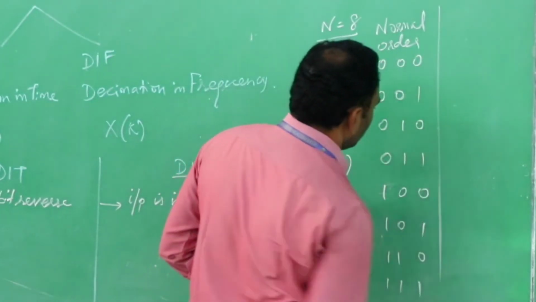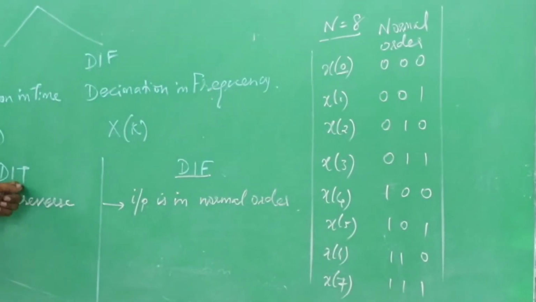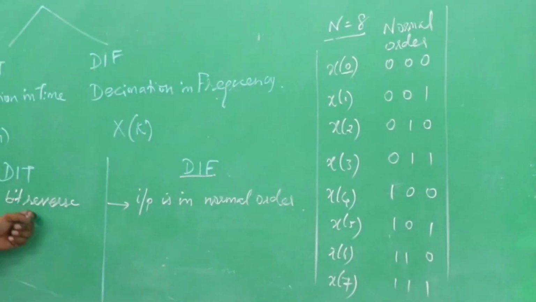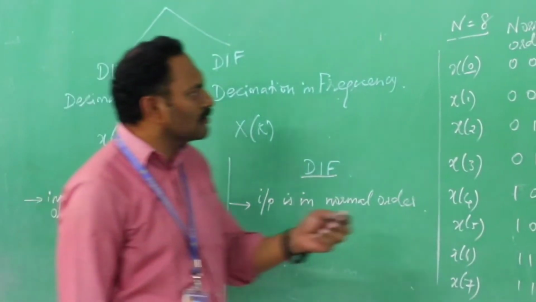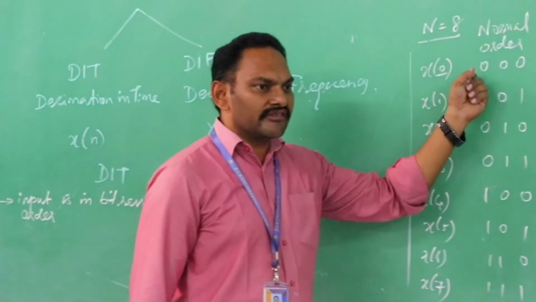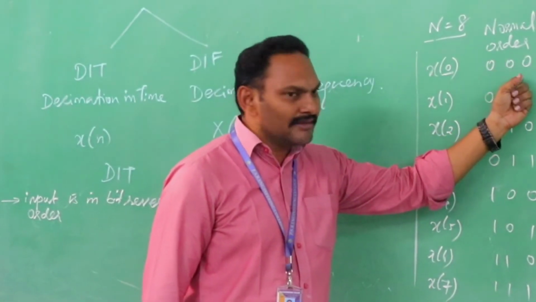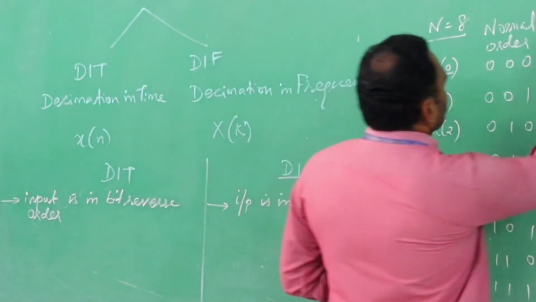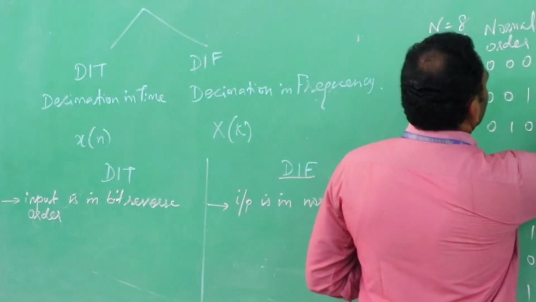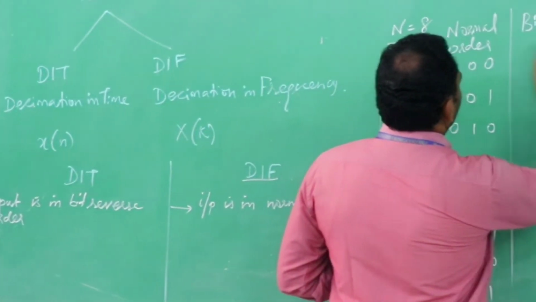Here in DIT FFT, the input should be in bit reverse order. That's why we have to use a bit reverse sequence, or we can say it is the mirror image of the normal order. Bit reverse order.